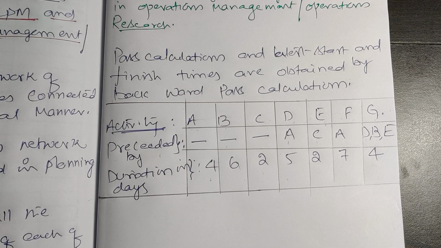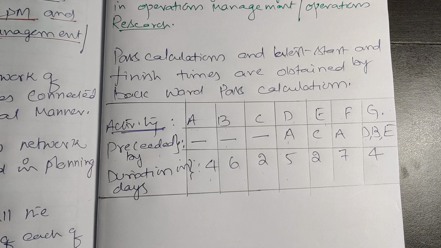Using this information, first you have to draw a network, which is called planning. Calculation of earliest start and finish times, and calculation of latest start and finish times, is called scheduling. So planning and scheduling will take place before starting the project. Again, I am repeating this point.